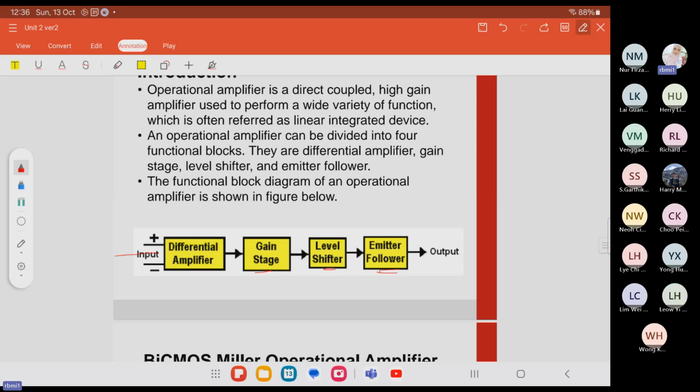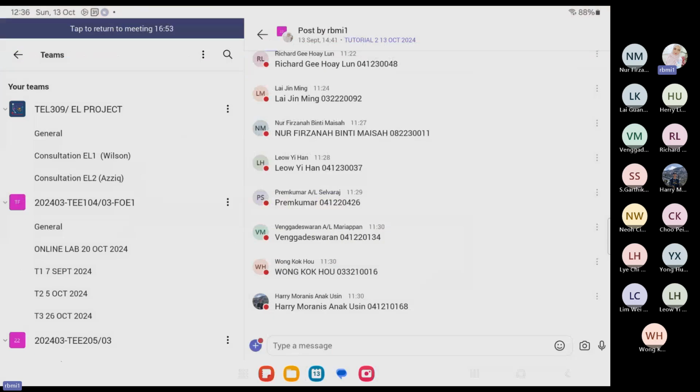For the next tutorial, tutorial 3, we will cover the class amplifiers: class A, class B, class AB, and class C. Is there any questions from you guys?